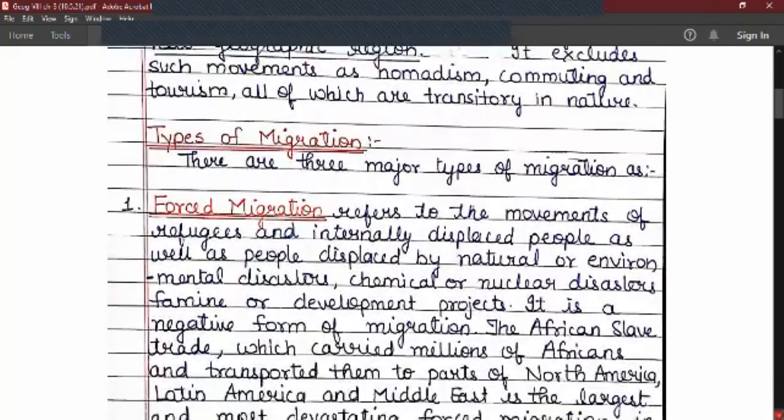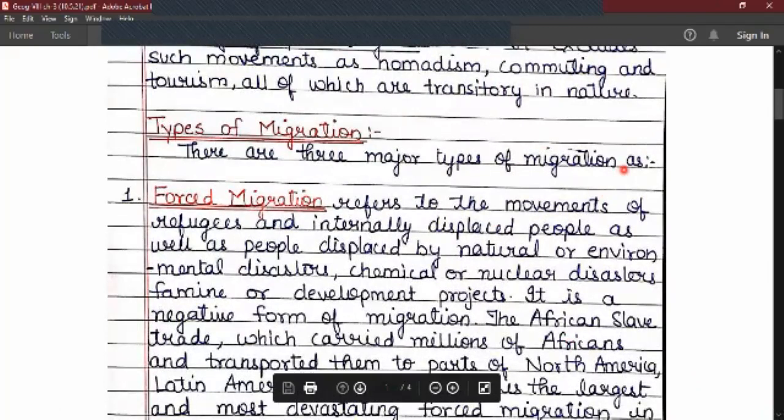So there are three major types of migration, such as forced migration. It refers to the movement of refugees and internally displaced people, as well as people displaced by natural or environmental disasters, chemical or nuclear disasters, famine, or development projects. It is a negative form of migration.